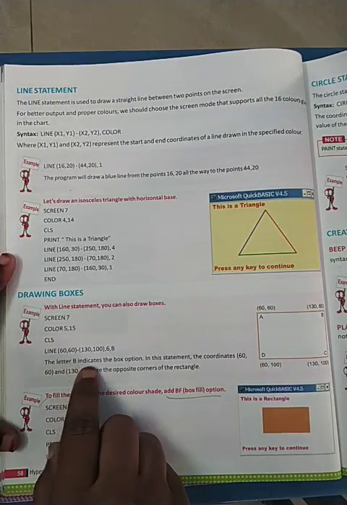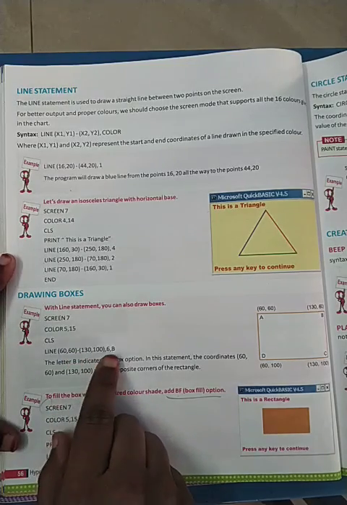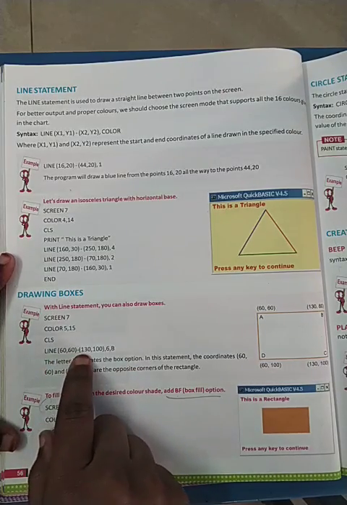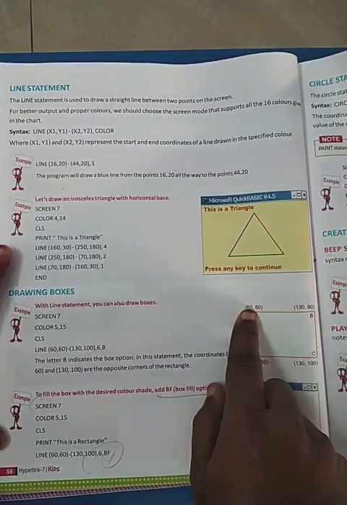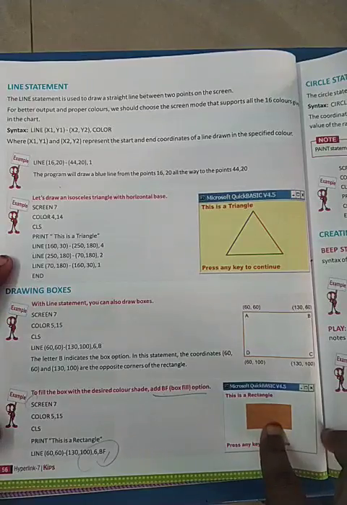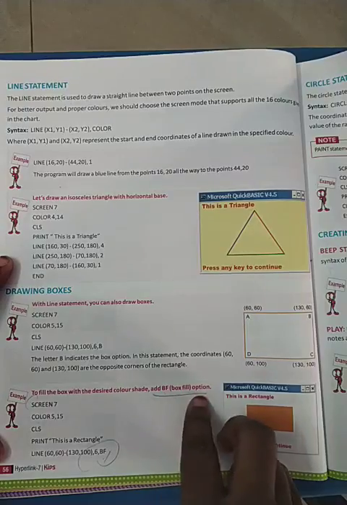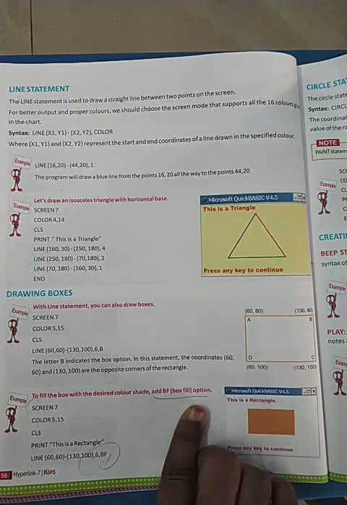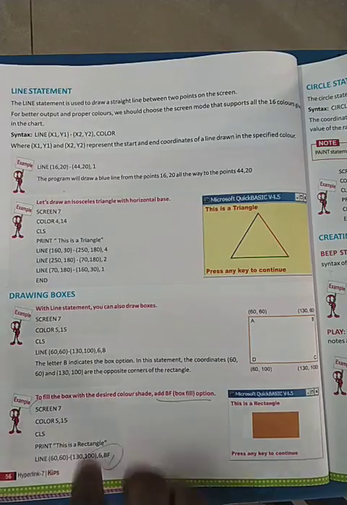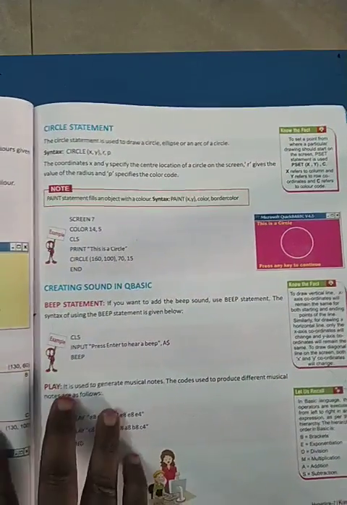Okay. And here for drawing the box, it will have the letter B. The B will say it is a box. Okay, and the coordinates for the box are 60, 60 and 130, 100. So from 60, 60 to 130, 100, it should draw the box. And to fill the box with some color, you should say BF. BF means box fill option. If you give the color 6, it will fill it with color 6 itself. What is the color 6? 6 is brown. So it will fill it with brown color.